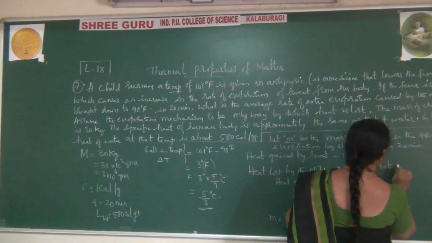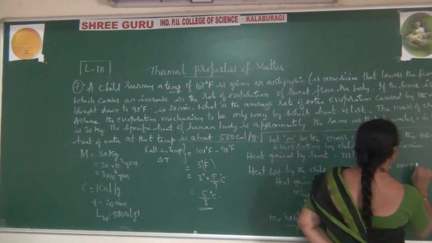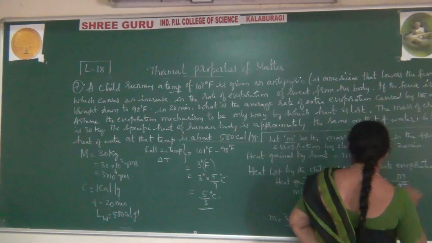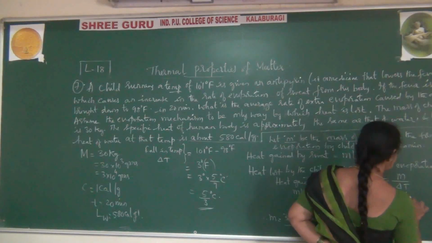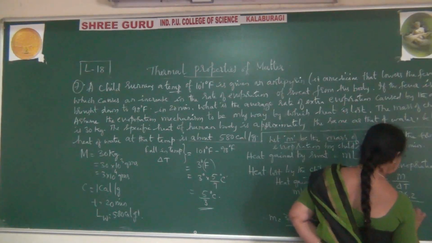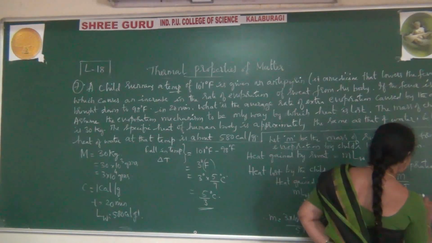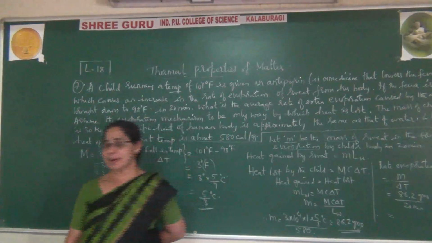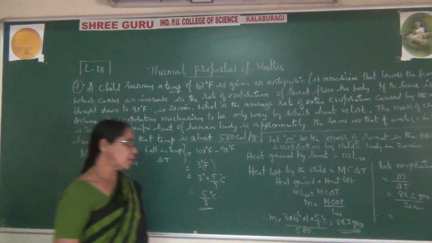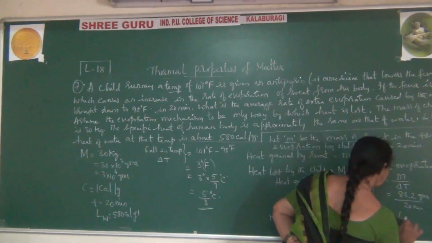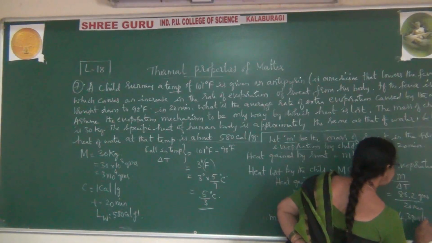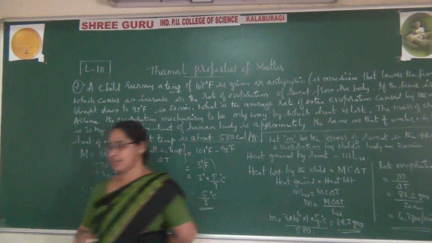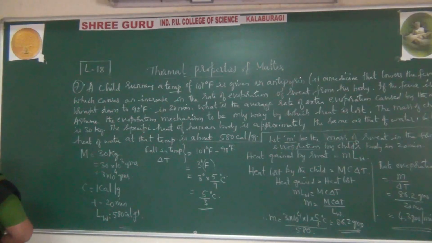Rate of evaporation is given by m divided by delta T. This m, we just got 86.2 grams, and delta T is 20 minutes. So 86.2 grams divided by 20 minutes gives you 4.3 grams per minute. What is this called? It is the rate of evaporation. That is the rate of evaporation you have calculated.